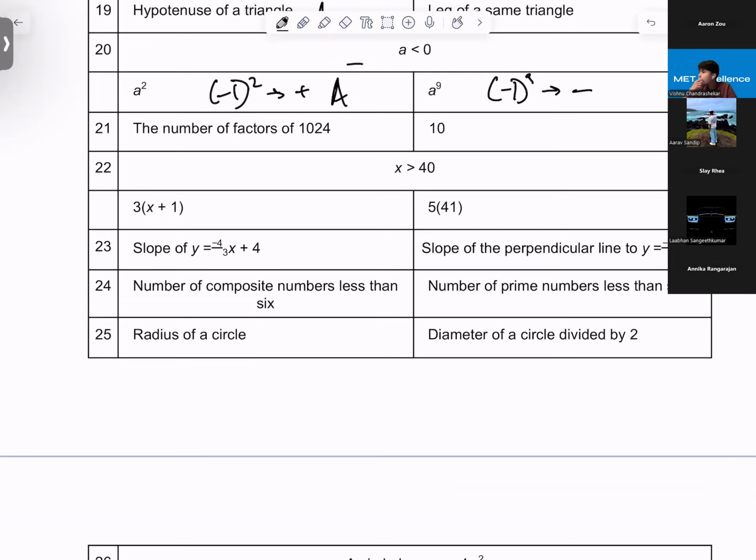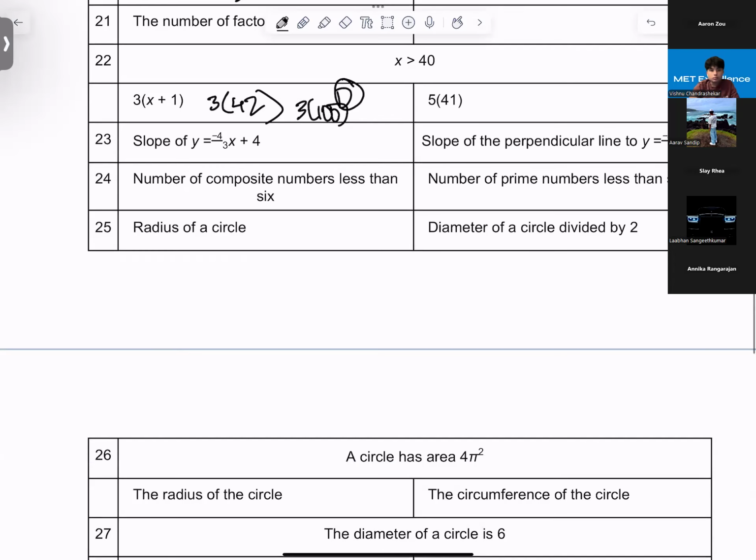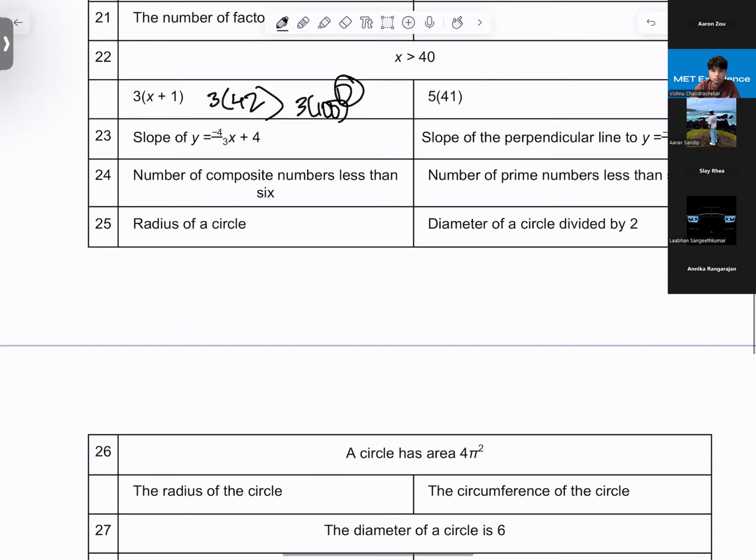22, the answer is going to be D because, say, X is 41. This is less, A is less than B, but if it could be like 100, like 3 times 100. That is greater than 5, so the answer is D. Okay, 23. Can't see this properly. Okay, 23. It would be B.